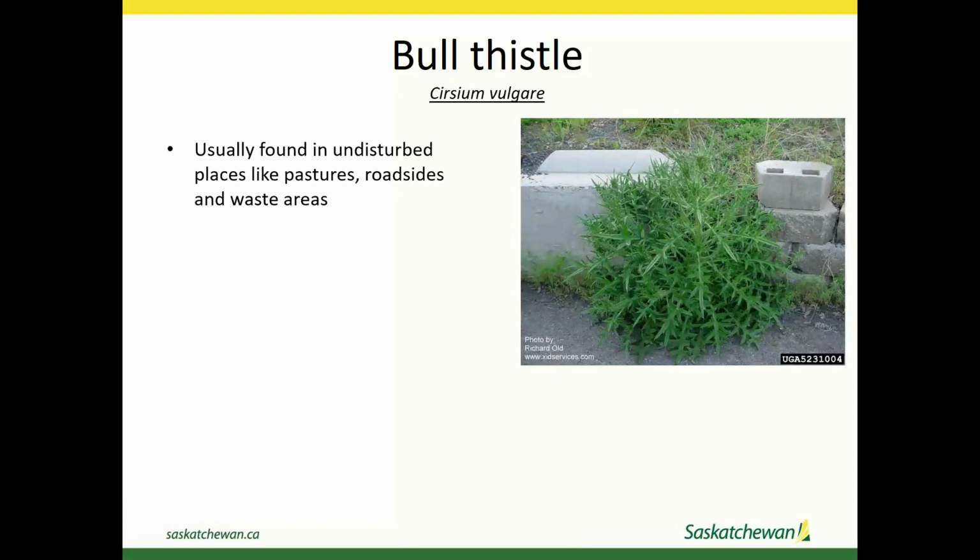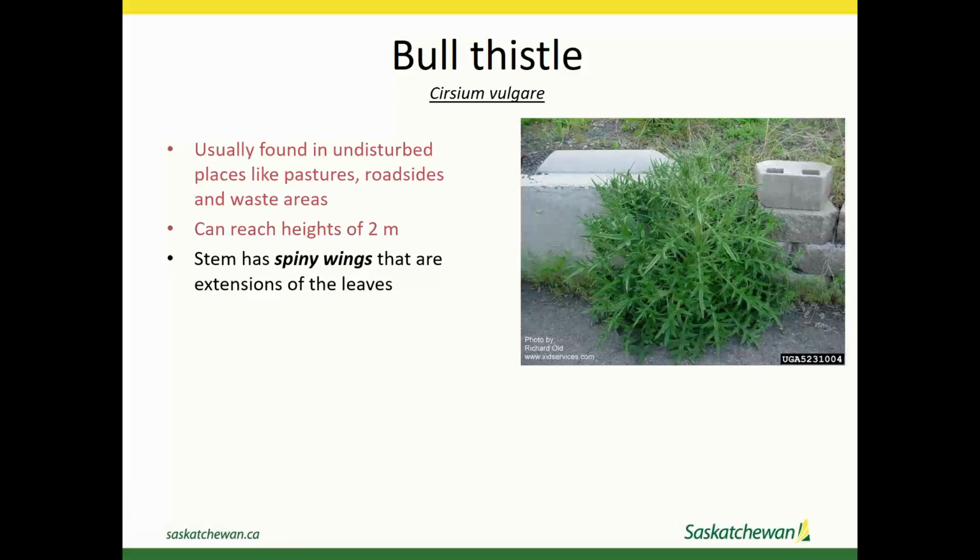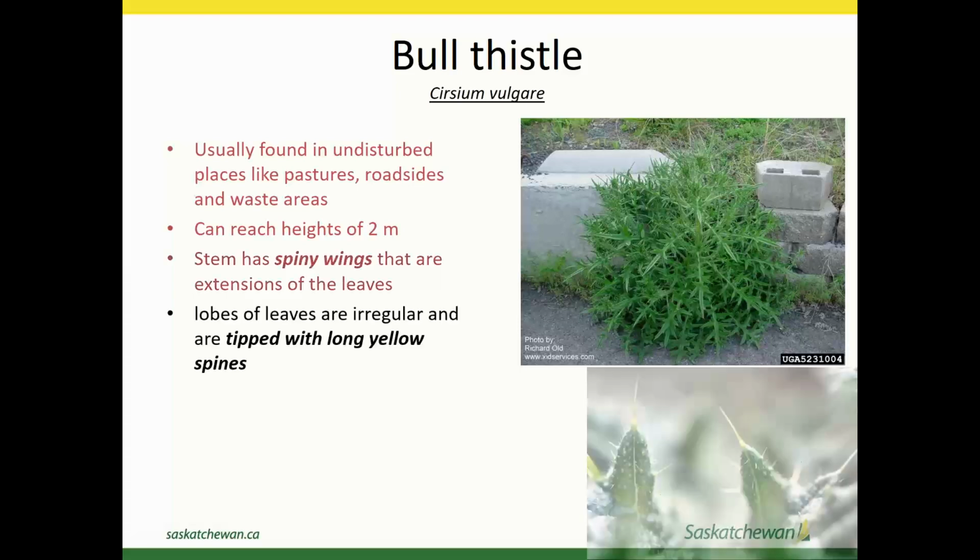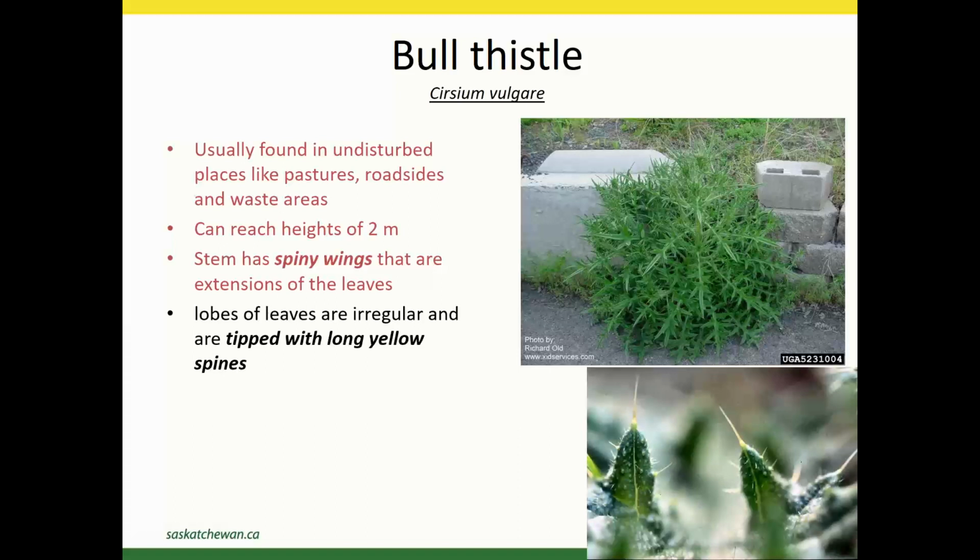Usually you find bull thistle in undisturbed areas like pastures and roadsides and waste areas. It can reach up to 2 meters tall, but generally it's in and around 4 feet tall is what you'll see. The stem has spiny wings, similar to what we talked about with the yellow star thistle earlier, that are extensions of the leaves, so you'll get the wavy spines going down the stems from where the leaves attach. The lobes of the leaves are irregular and are tipped with long yellow spines, and that's how you can distinguish it from Canada thistle.